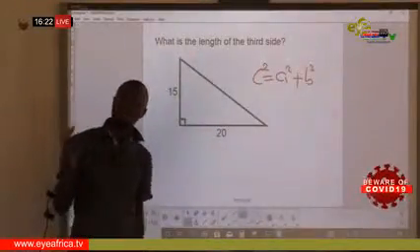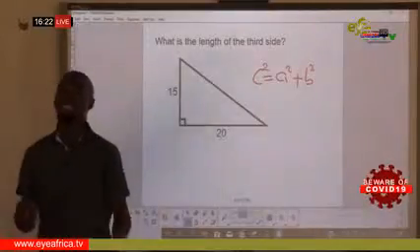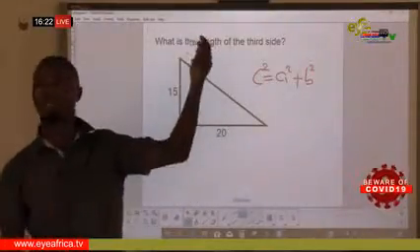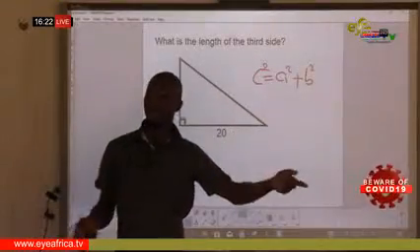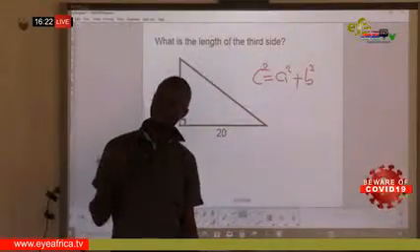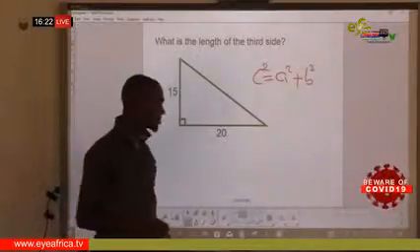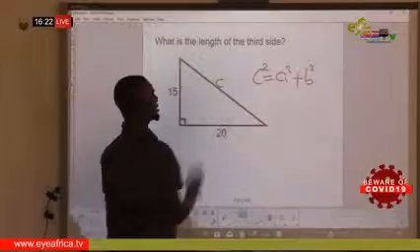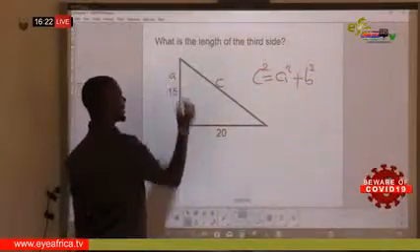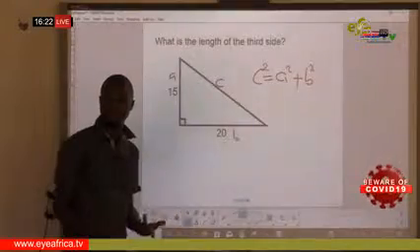What is c square? Always in the formula, c is the hypotenuse, the longest side of the right angle triangle. A and B will take the other two sides. But always c is the longest side of the right angle triangle. Now we put it in here. This will be our c. Here we'll have our A, and here we'll have our B. So we substitute to find the value of c.